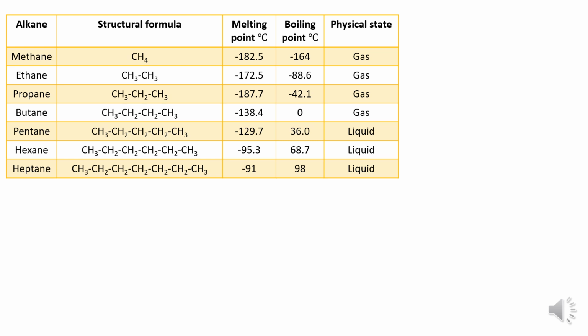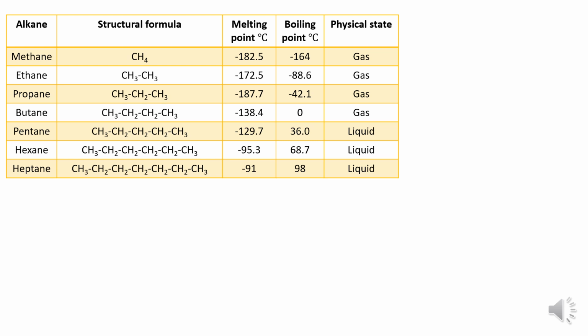Now what is depicted in this table is the change in the physical properties of alkanes with the increase in the length of the carbon chain. So you can see the change in the physical state. You not only see the change in the physical state of alkanes after a particular point, but also a change in the melting and boiling points.